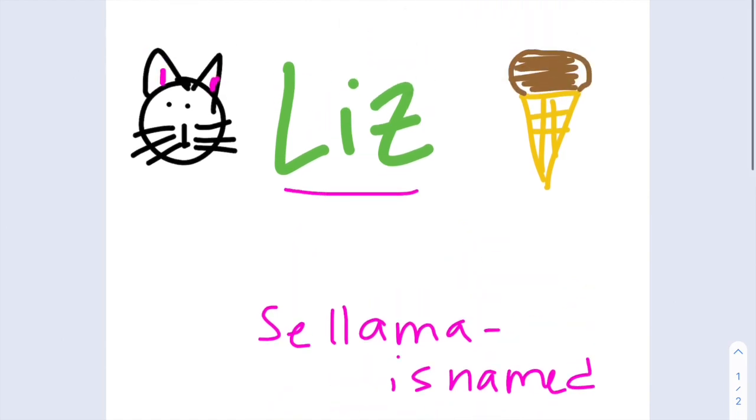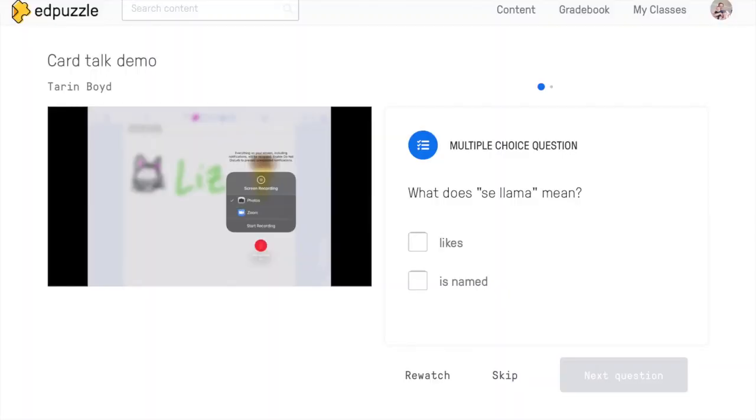Then I would post the video on YouTube or on Edpuzzle. Here's an example. You can put multiple choice questions with your video. So this would be a really easy and fast way to check for comprehension, such as what does se llama mean? This would be really great for the first lessons.